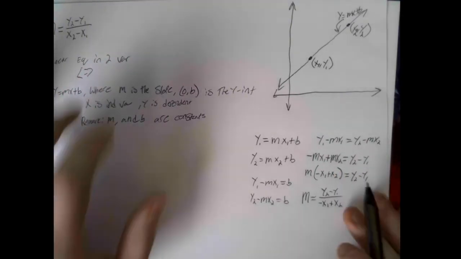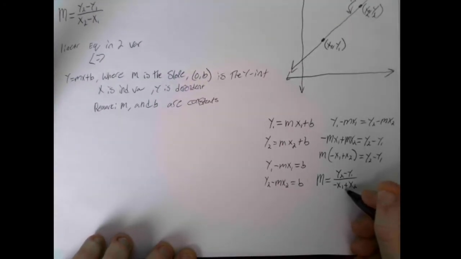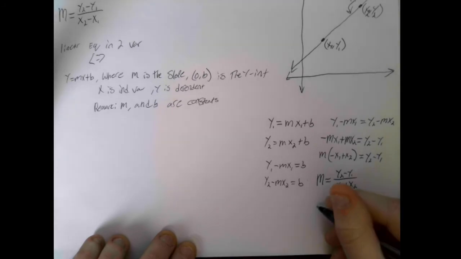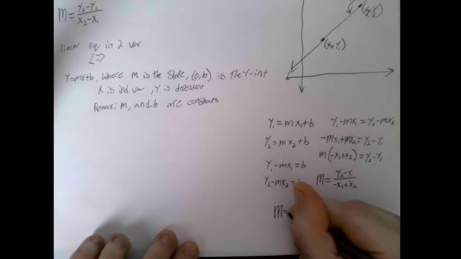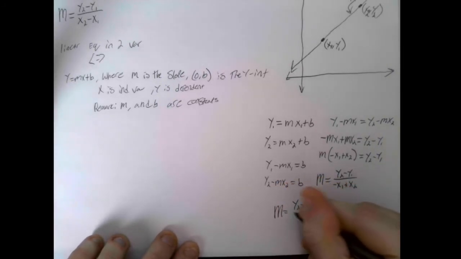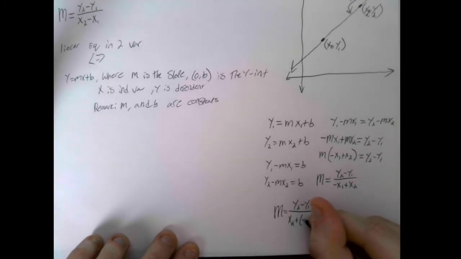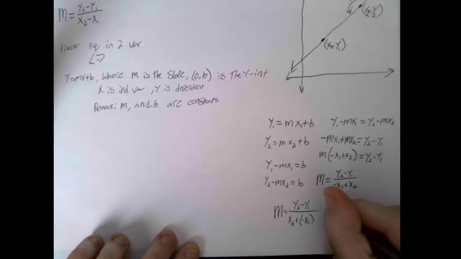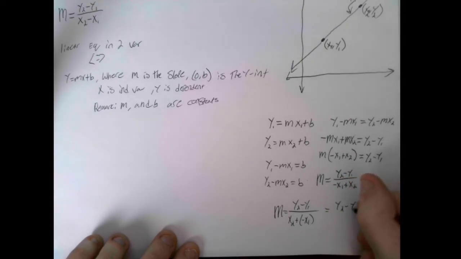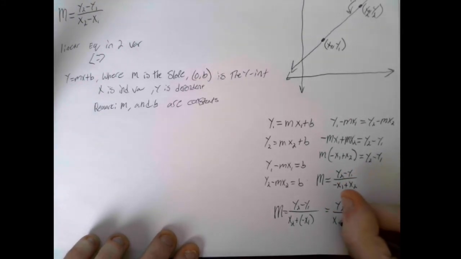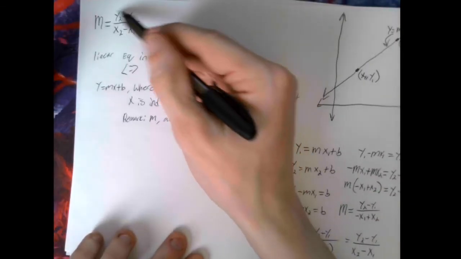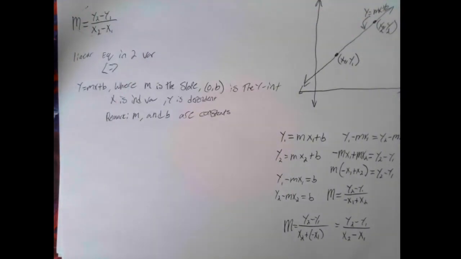But you might say that that's not equal to this. But it is, because the order we add, remember, doesn't matter. So we can rewrite this as m equals y2 minus y1 over x2 plus negative x1. And that can simplify to be y2 minus y1 over x2 minus x1, which is what we have up here. And that's the proof of the slope formula.